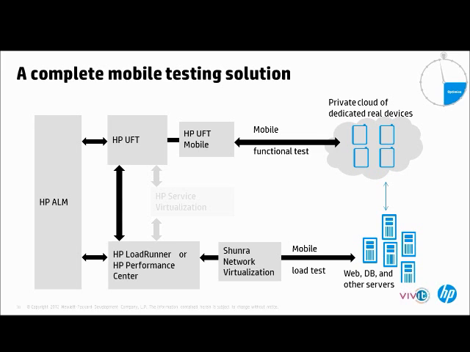So to wrap up our mobile testing solutions, we talked about mobile functional testing with UFT Mobile, which has two deployment options: the private hosted cloud, the virtual private cloud, as well as an on-premise solution, which we call Mobile Cloud Express. For mobile performance testing, we discussed HP LoadRunner with its mobile protocols for true client and web, as well as Shunra Network Virtualization for baking true network conditions into a load test. Both these solutions are integrated with the test management solution, HP ALM or Quality Center.